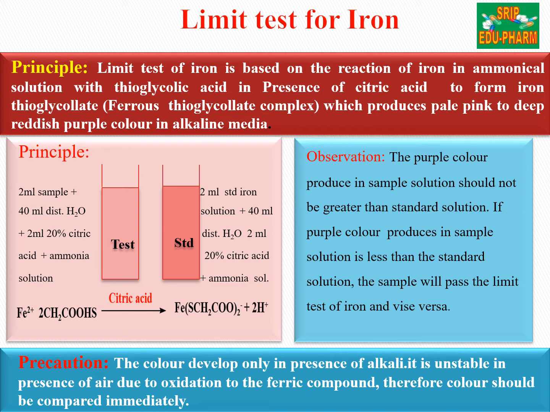Then in both Nessler cylinders add 2 ml of 20% weight by volume iron-free citric acid and also add 2 drops of thioglycolic acid. Further add ammonia solution to make the solution alkaline and adjust the volume up to 50 ml with water. Then stand for 5 minutes and observe the color intensity visually and compare with the standard solution.